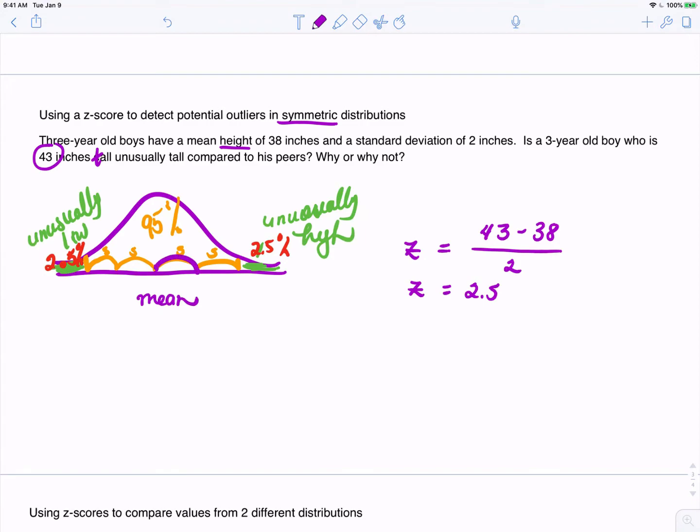So this is 1 standard deviation, 2 standard deviations. His height would be up here. He's definitely in the top 2.5% of the distribution. So we would say yes. Why? Because he's beyond 2 standard deviations from the mean. He's in the tallest 2.5% of children of his age group.